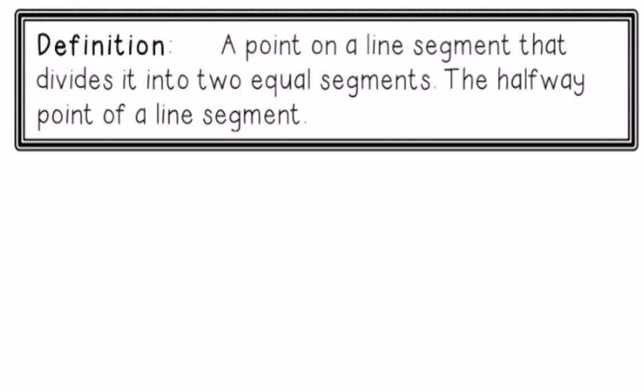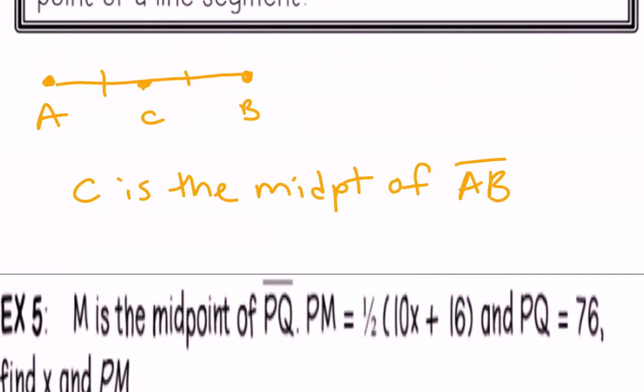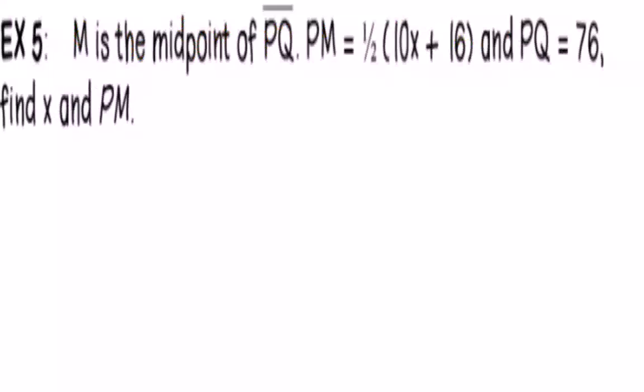So for instance, we might have this picture. I have A and B, and C is right in the middle. So we would say that C is the midpoint, I'm going to abbreviate midpoint, of segment AB. These will have pretty similar things to what we just did with the bisector.